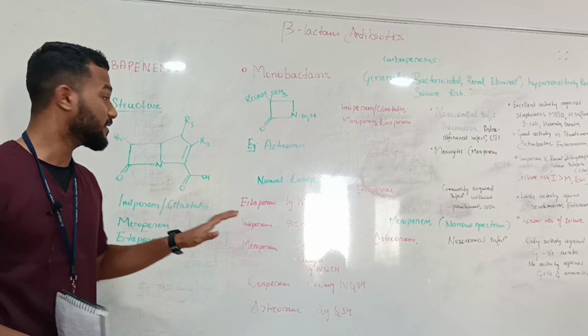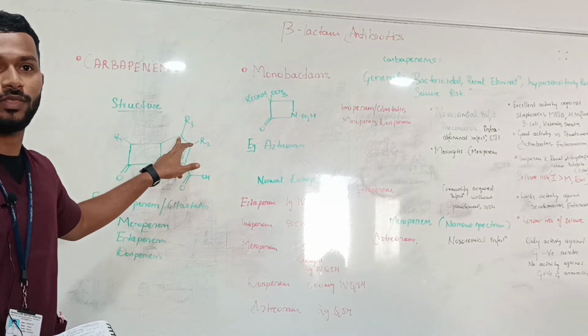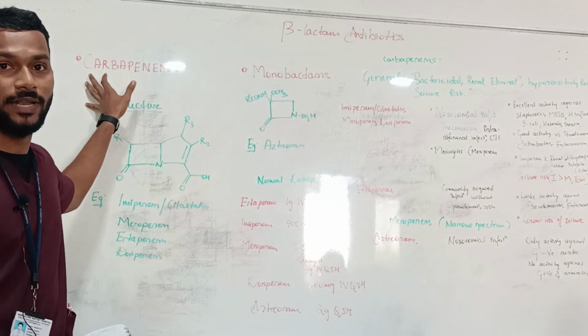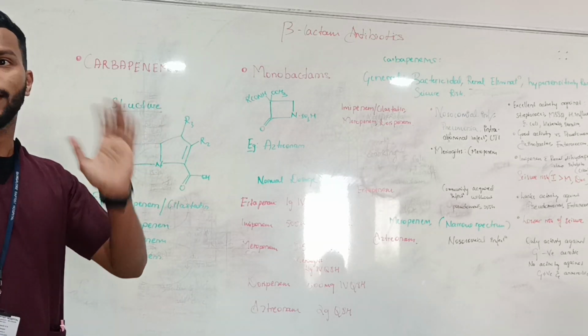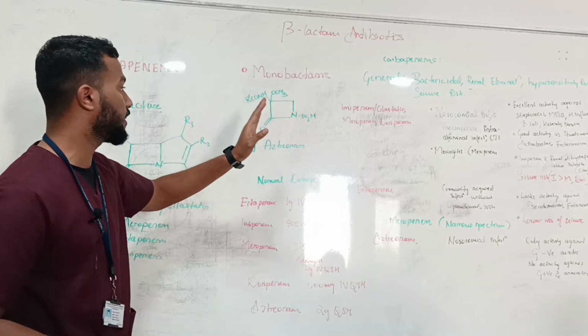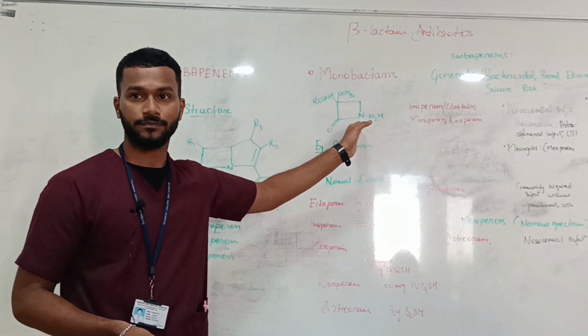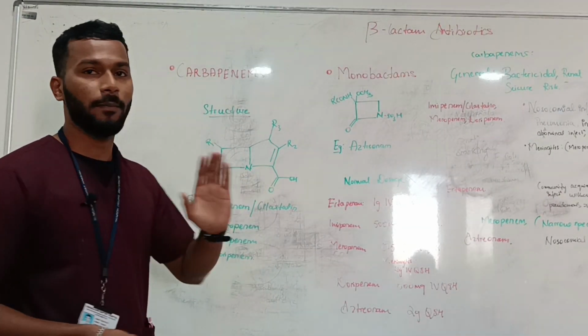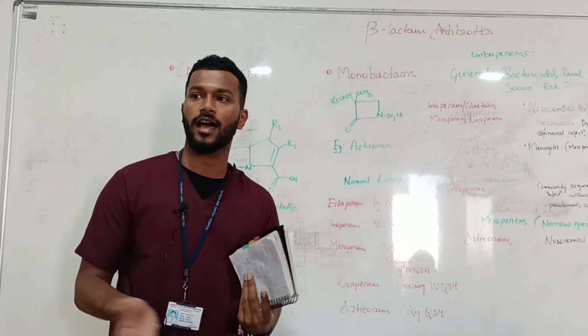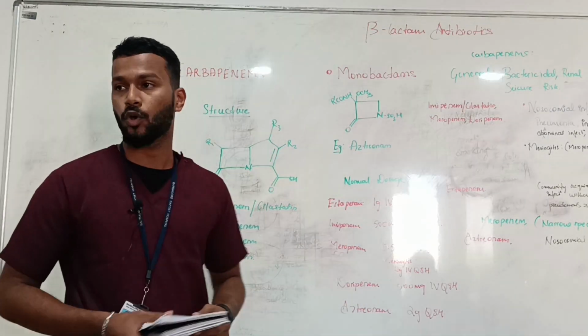The major difference is that in cephalosporin and penicillin, there is a sulfur group here. So that is the only difference between carbapenems and other penicillin and cephalosporin. Also, in monobactam, you can see there is no fused ring along with the beta-lactam structure. So that is the major difference between penicillin and cephalosporin and carbapenems and monobactam.